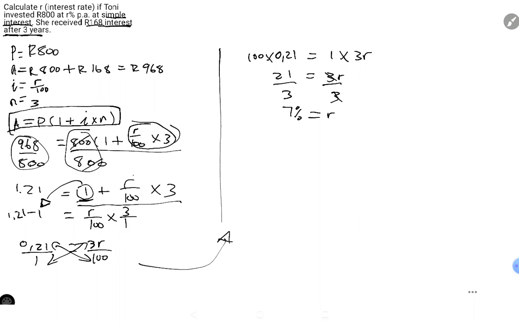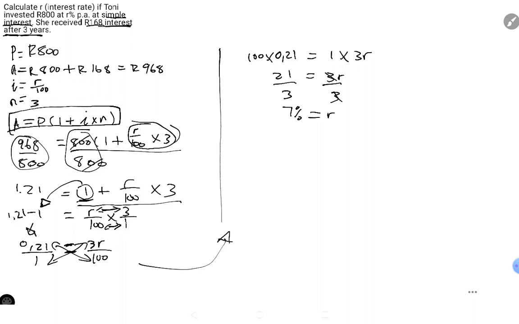And then the next step, you see I've got 0.21. It is because I've already minused the 1. So 1.21 minus 1 is 0.21. And so because on the right hand side I have a fraction which is 3r over 100. How I got 3r over 100 is by saying 3 times r gives us 3r, and then 100 times 1 is 100. And so that's how I get 3r over 100.